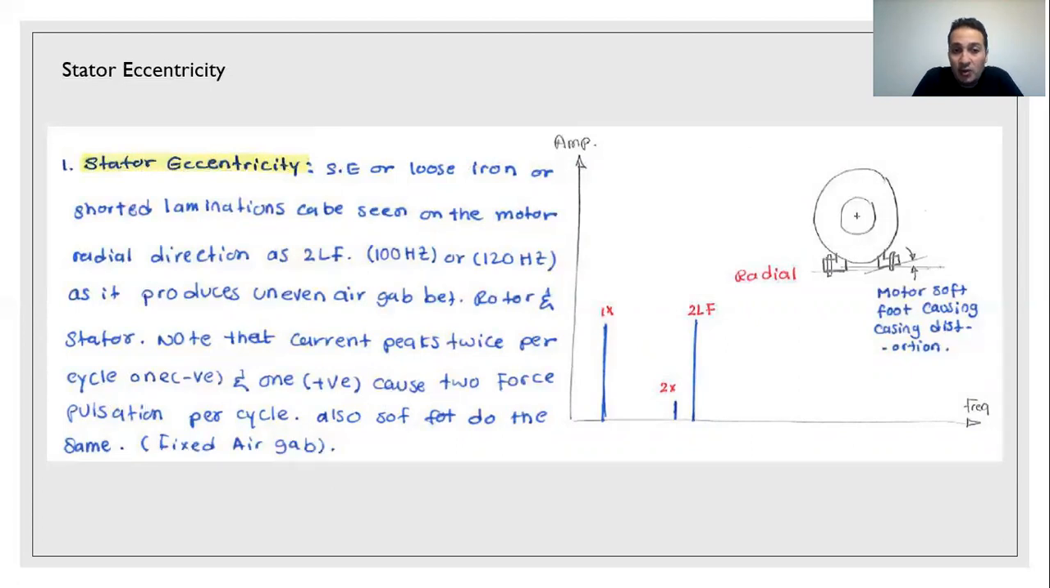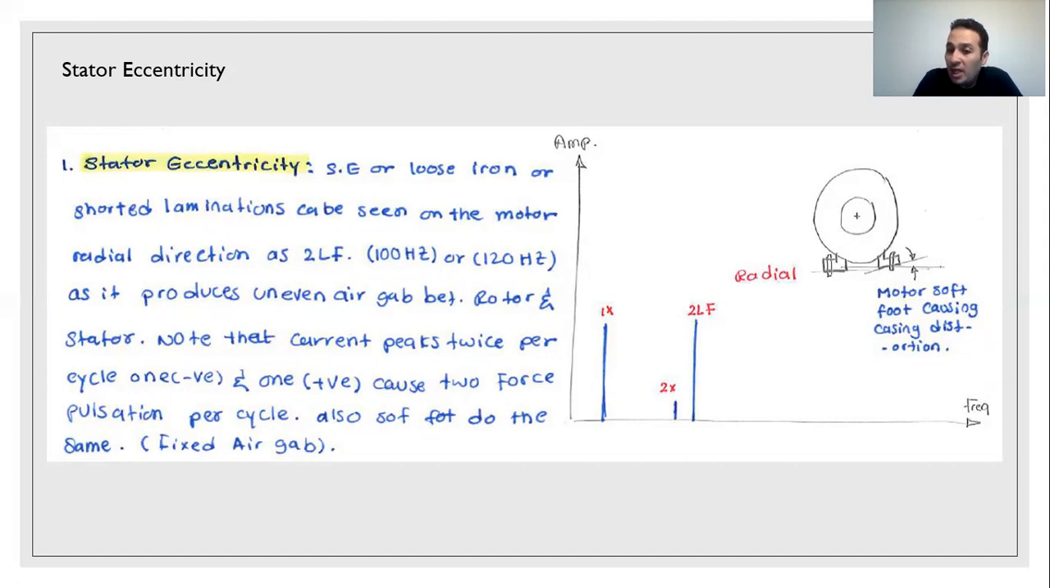As it produces uneven air gap, there will be air gap variation between the rotor and the stator. And note the current peaks twice per cycle, once in the negative direction and once in the positive direction. And this causes two force pulsations per cycle, and that's what causes the twice line frequency. And soft foot can do the same thing. If you have soft foot in your motor, it will do the same thing.